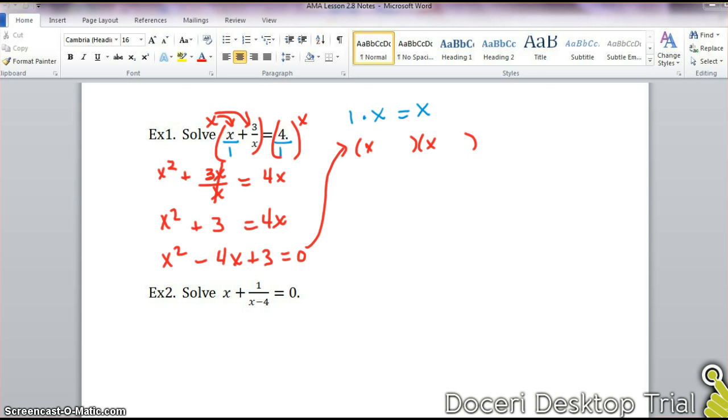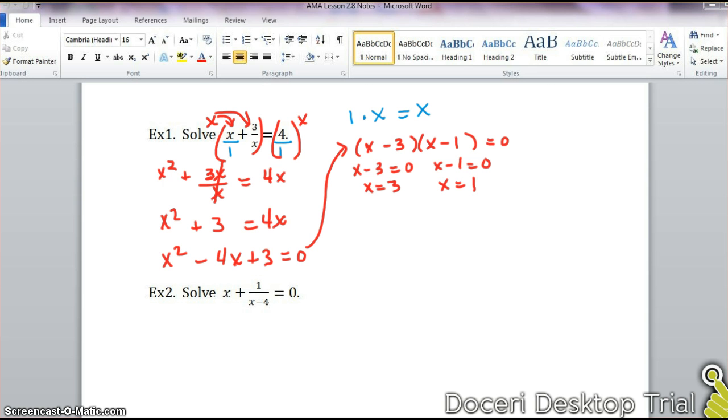So I'm going to put an x, and then to get a product of 3 and a sum of negative 4, I'll have a negative 3 and a negative 1 equals 0. And then set each of those factors equal to 0. And then I solve, so here x would equal 3 and x would equal 1.